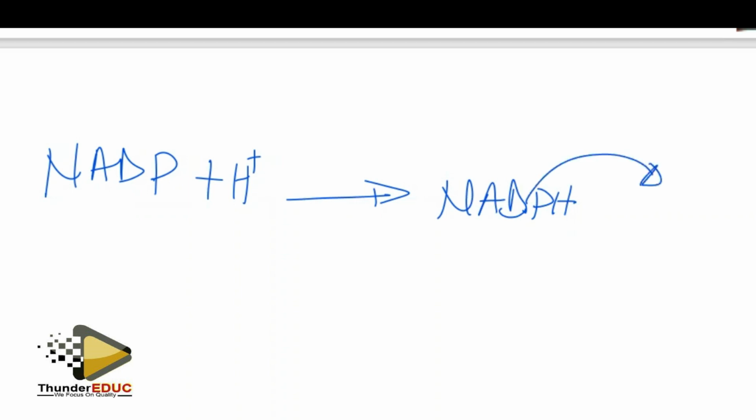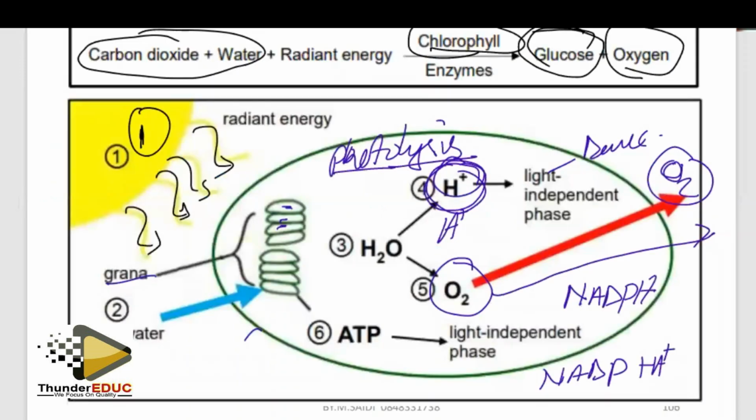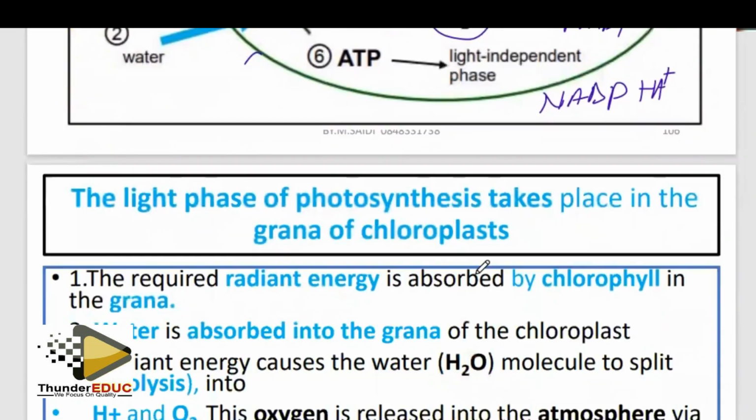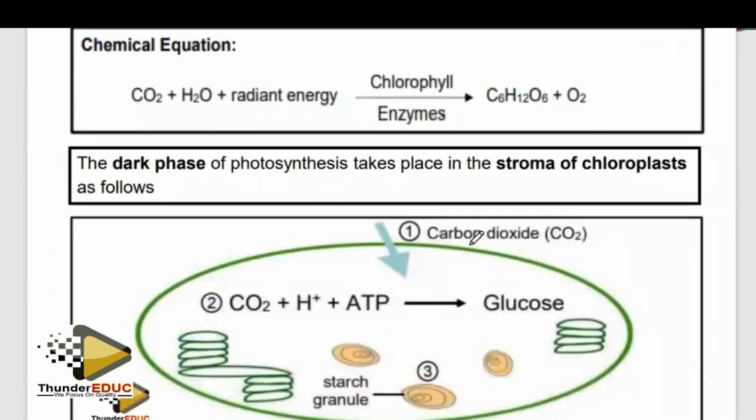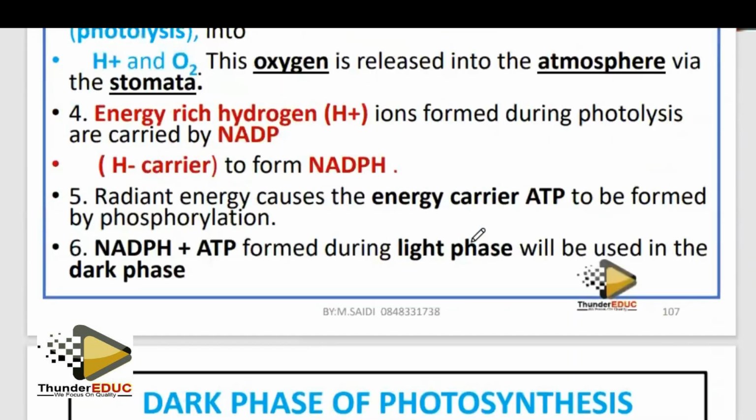Now this will move to the dark phase. This is NADP, so it carries this hydrogen ion and then it goes to the dark phase. It does not stop there. Also, some ATP is being produced. This ATP is then taken to the light independent phase. So this is what I'm trying to talk about.